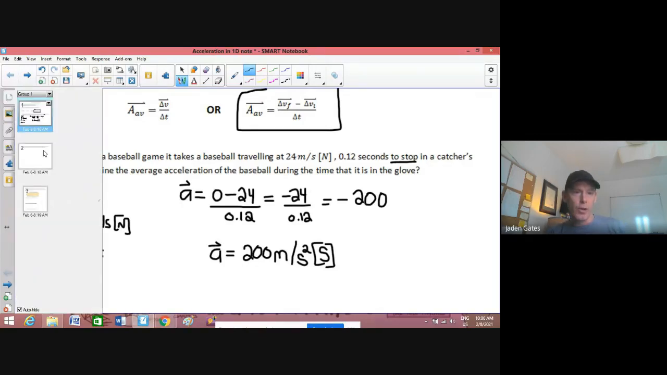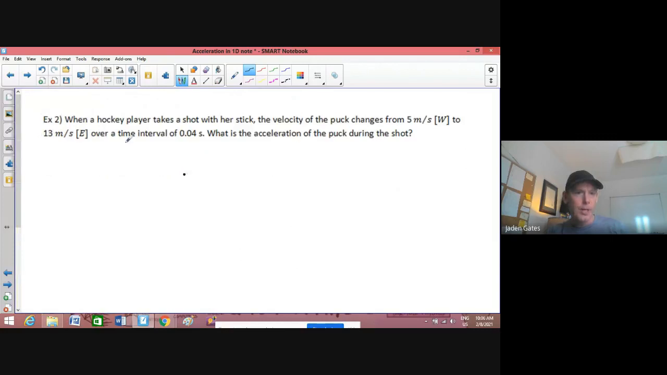All right, let's try another one of those. Oh, big sports thing going on here. When a hockey player takes a shot with her stick, the velocity of the puck changes from 5 meters per second west to 13 meters per second east over a time interval of 0.04 seconds. What is the acceleration of the puck during the shot? So once again, we're looking for acceleration here.